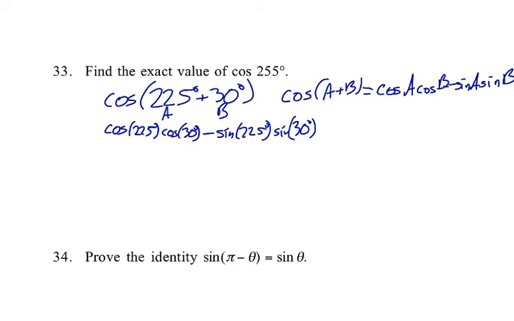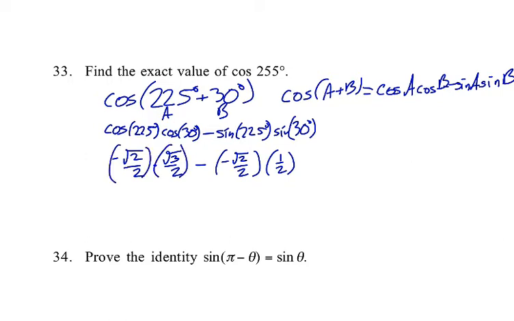Alright, now we've got all this information on our unit circle. So the cosine of 225 degrees is the negative square root of 2 over 2. The cosine of 30 degrees is the square root of 3 over 2. For the sine of 225, that also is negative square root of 2 over 2. And then the sine of 30 is 1/2. So now I'm going to put these in parentheses just to be consistent.